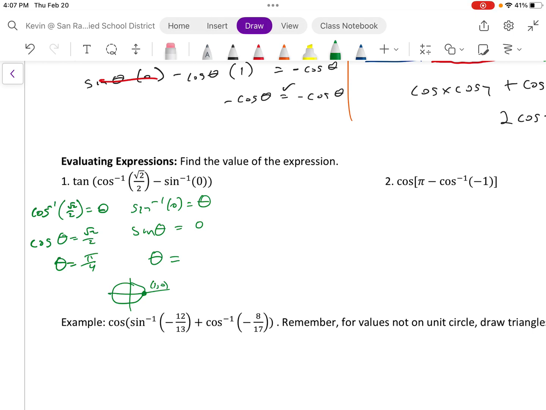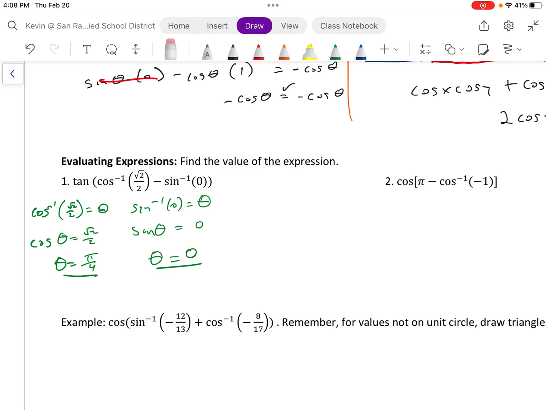Again, we have to remember the world we're living in. So why is this root 2 over 2? Why is that pi over 4? Going back to this one, it's because our cosine has to be right here. So that's pi over 4. And then for sine, this is 0 because it has to be here. So even though the sine of pi is also 0, that's not within the range of arcsine. It has to be within this area here. So that's why we know it's 0.